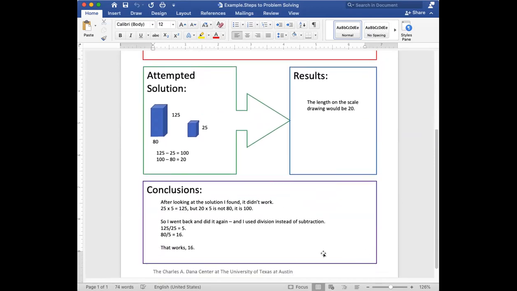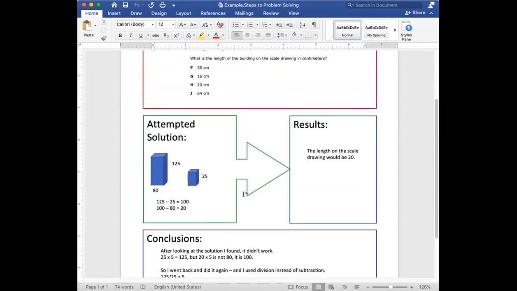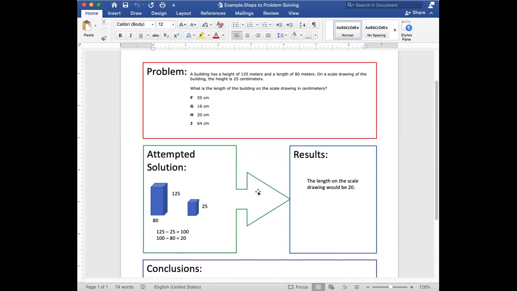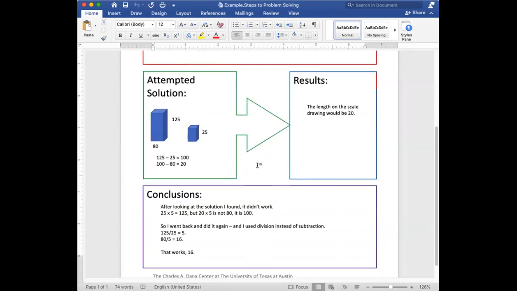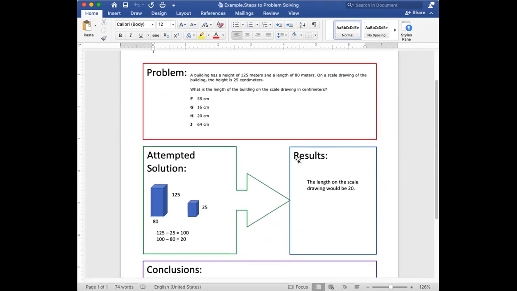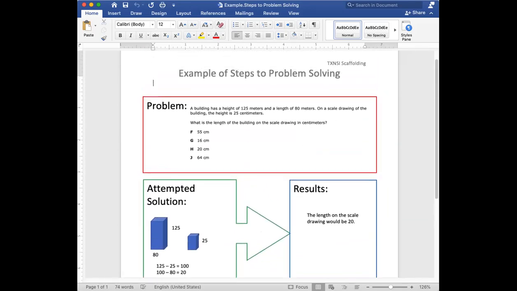So basically you test it or you look for reasonableness or whatever, but it's just, here's the problem. We need to solve it. We need to figure out what the results are, check it to make sure that that's what we were looking for, and then make sure it's reasonable. So very straightforward, very simple steps to problem solving.